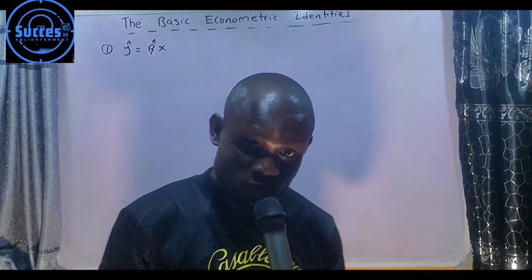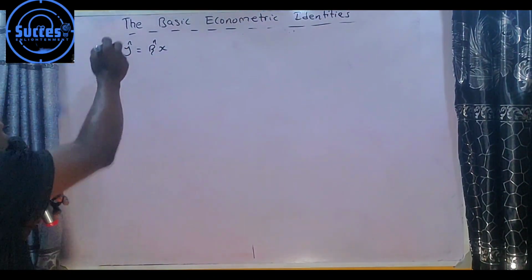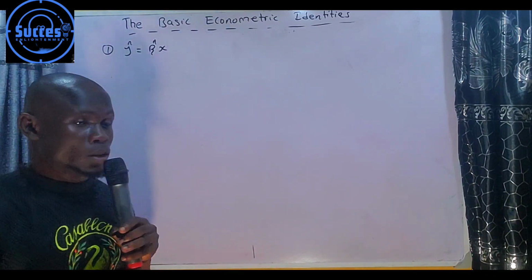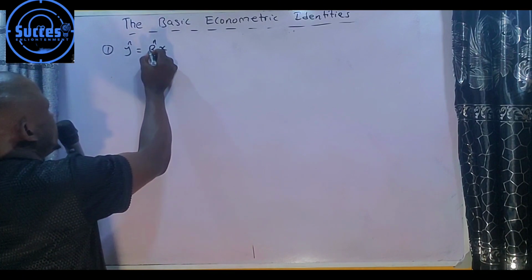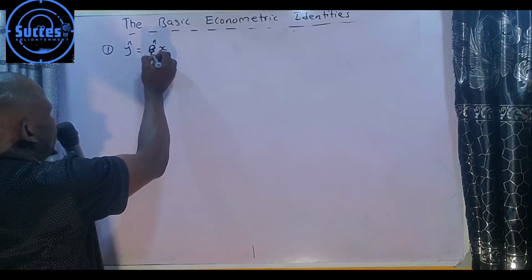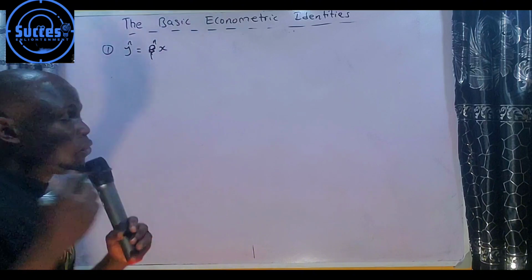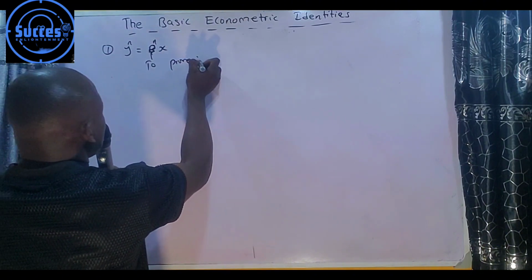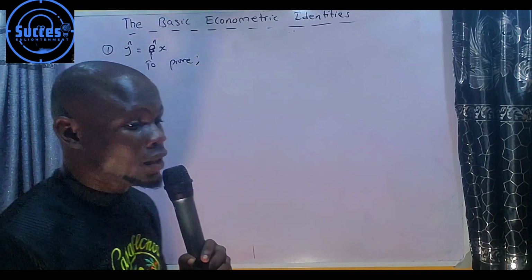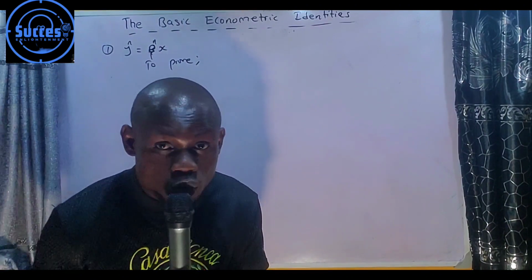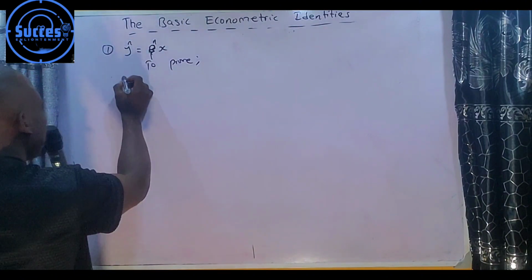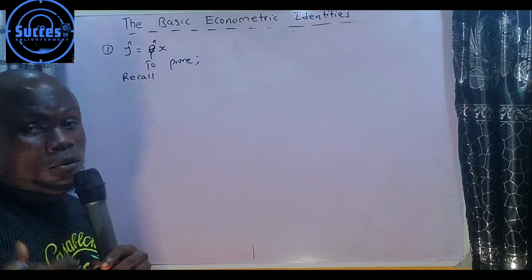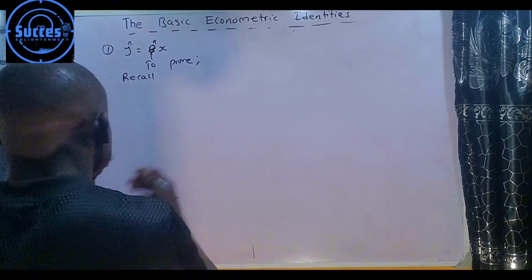All right, our first proof today is to prove that the estimate of small letter y cap, that is the deviation of y, equals beta cap times small letter x. The first thing we have to state is our intention, which is what to prove. I've already made this clear. Before you can prove something, there are some basic established facts you already know, so we are going to recall. Now we can prove from the right to the left or from the left to the right. But in this case, we prove from the left to the right.